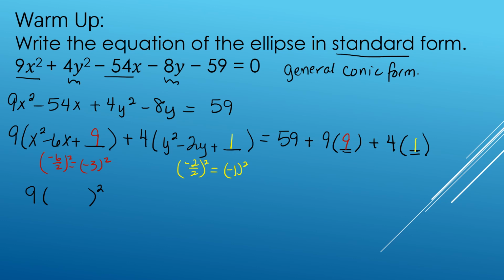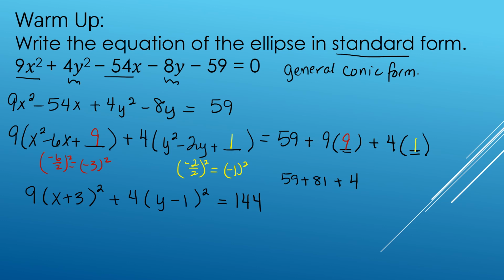So x squared minus 6x plus 9 is x plus 3, that quantity squared with the GCF of 9 out front, plus 4 times the square of our y's. So y squared minus 2y plus 1 factors to be y minus 1 quantity squared. And this will equal 59 plus 9 times 9 is 81, plus 4 times the 1 is 4. And when we find the sum of those terms, we will have the entire equation equal to 144.